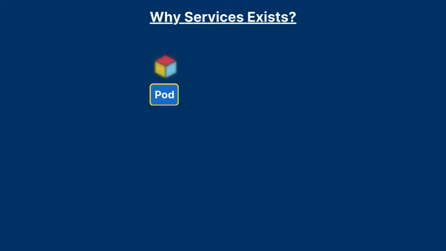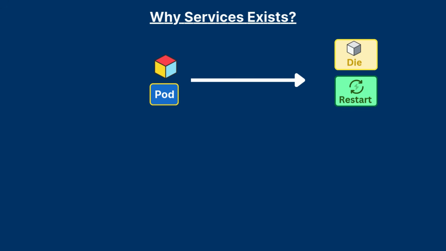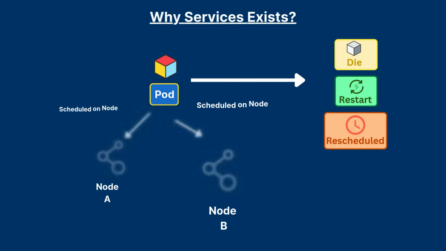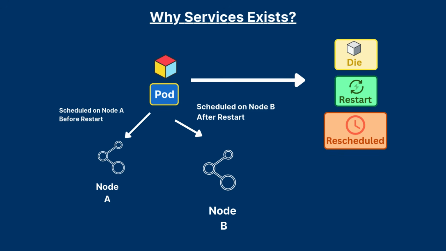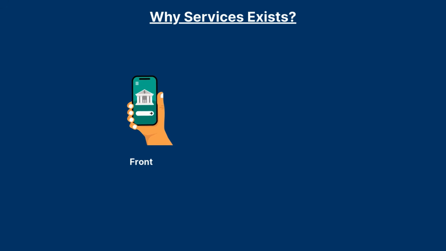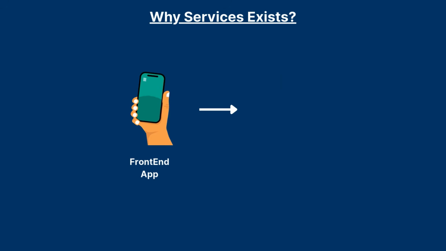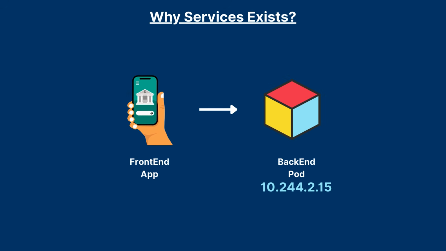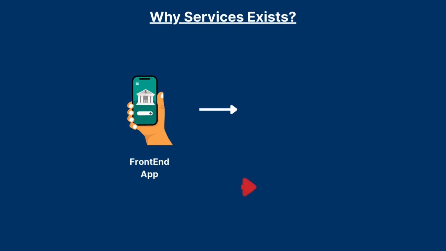Let's start with our first topic, why services exist. In Kubernetes, pods are not permanent. They can die, restart, or even get rescheduled on different nodes. Each pod gets its own IP address, but those IPs are temporary. Imagine you have a front-end application trying to talk to a back-end pod. If the back-end pod restarts, its IP changes, and the front-end won't know where to connect.